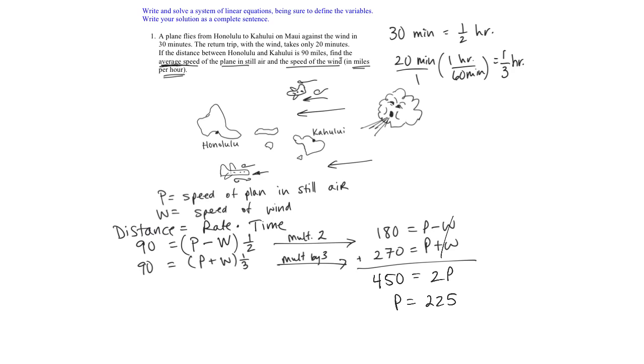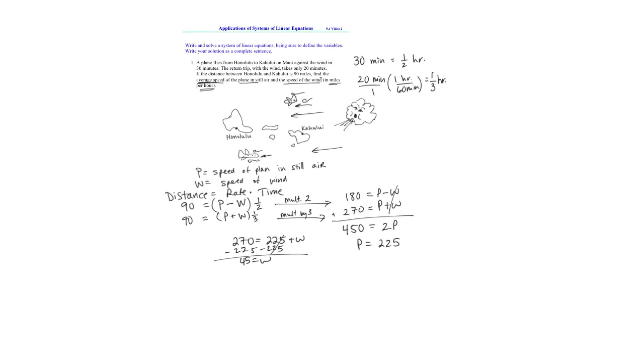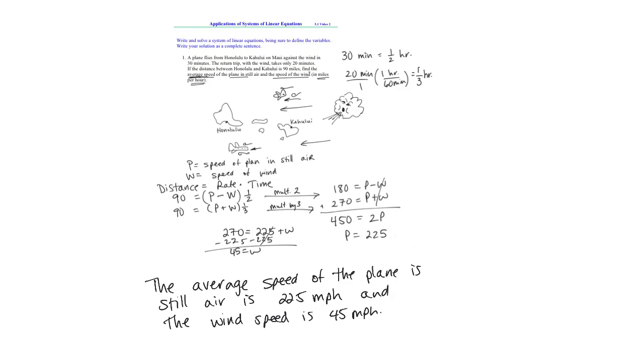All right, now we can use one of these to help us figure out our wind speed. I'll go ahead and just use 270 is equal to the plane speed, so 225 plus w. And solving for w here, I would get that the wind is 45 miles per hour. All right, and then writing that out, we have the average speed of the plane in still air is 225 miles per hour, and the wind speed is 45 miles per hour.